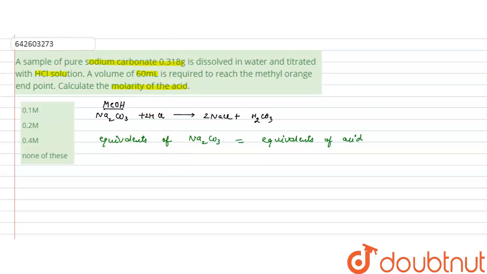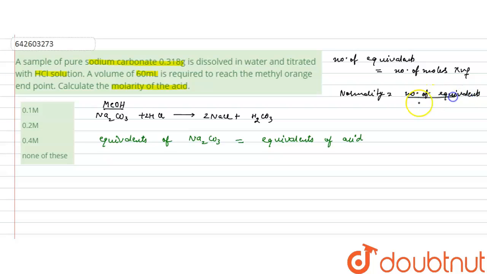and the number of equivalents is calculated by number of moles into N factor, or it is calculated by using the molarity into N factor, as normality is equal to number of equivalents of the solute upon volume of solution in liters. So we can calculate the number of equivalents by multiplying the normality into volume, but here we have to calculate the molarity of the acid.